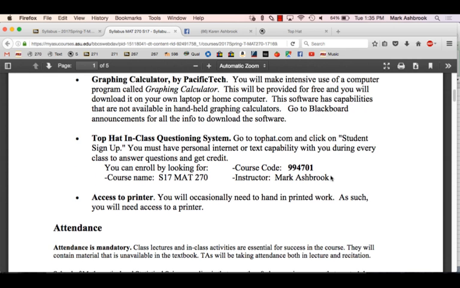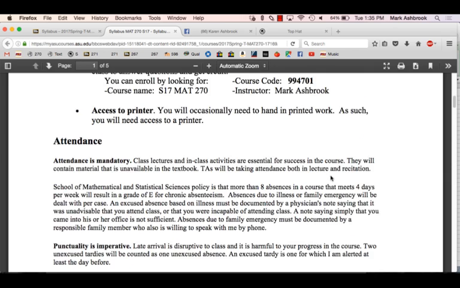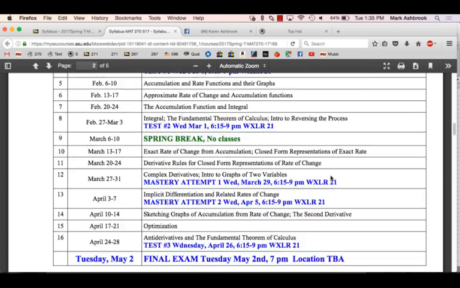And then Top Hat, which we'll talk about in a second. Top Hat is our in-class questioning system. So that's all here on the syllabus. Okay, here's an outline of the dates.